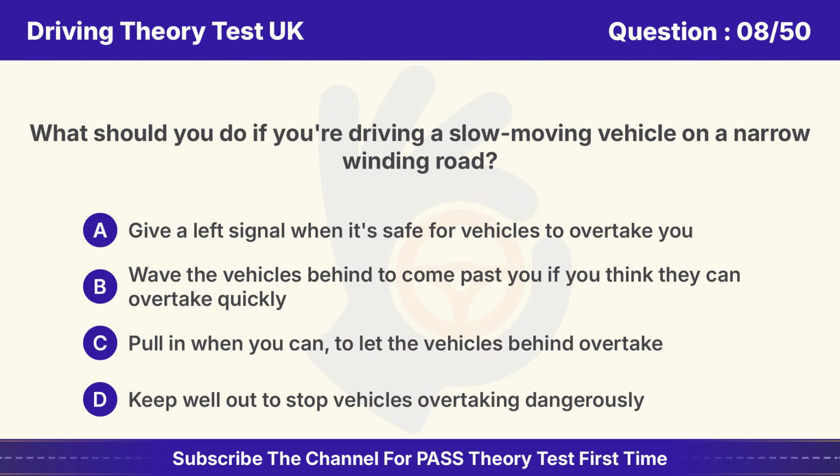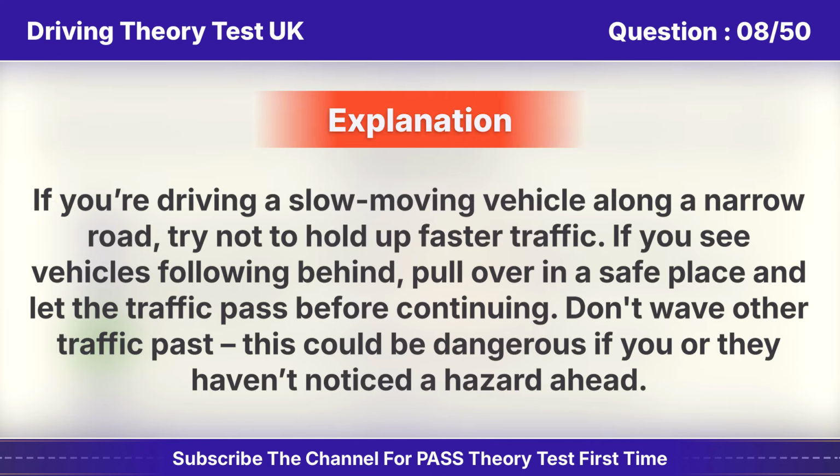Question 8. What should you do if you're driving a slow-moving vehicle on a narrow winding road? Answer is C. Pull in when you can, to let the vehicles behind overtake. If you're driving a slow-moving vehicle along a narrow road, try not to hold up faster traffic. If you see vehicles following behind, pull over in a safe place and let the traffic pass before continuing. Don't wave other traffic past. This could be dangerous if you or they haven't noticed a hazard ahead.